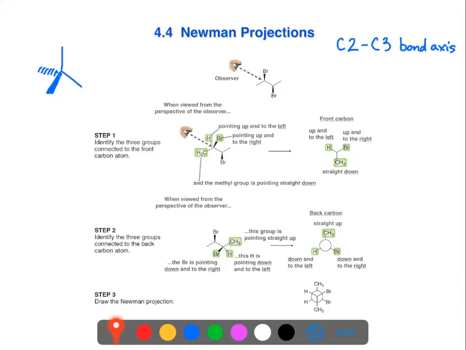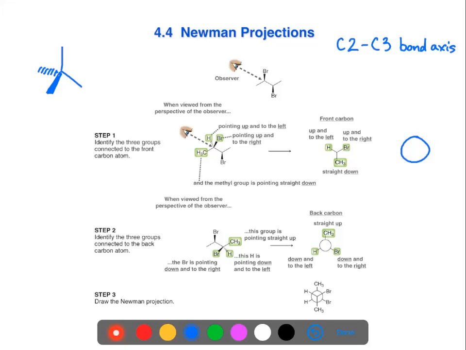Now, this is the way in which we would show that in our Newman projection. I'm going to redraw the Newman projection. So we first start with our circle. I do it a little bit differently in the text, but start with our circle, and I'm going to draw the bonds representing those three groups attached to the first carbon.